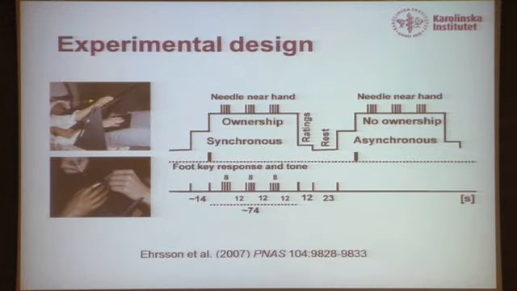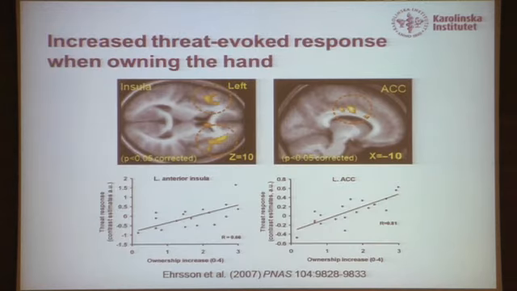So again, we reproduce the same experiment, put people in the scanner, induce the illusion of ownership by touching the two hands synchronously, or no ownership by touching the two hands alternatingly. And then we have these small mini blocks where we use a needle to threaten the rubber hand, move the needle very close to the hand. And that's scary to people. And the stronger they feel the illusion, the stronger they tell us that they are scared in the questionnaire ratings. And if you look into the brain, we could see that too.